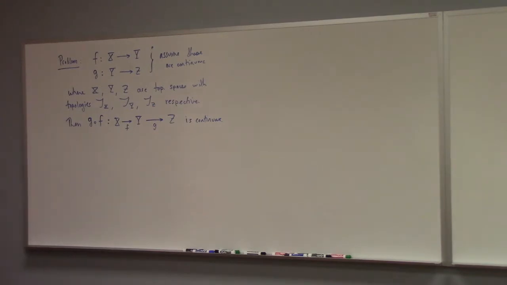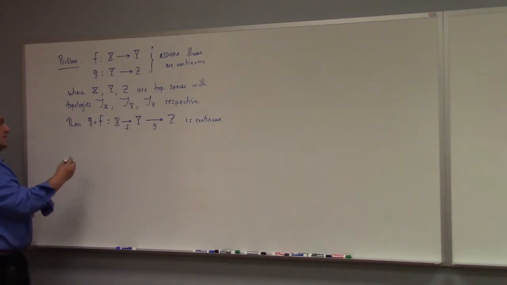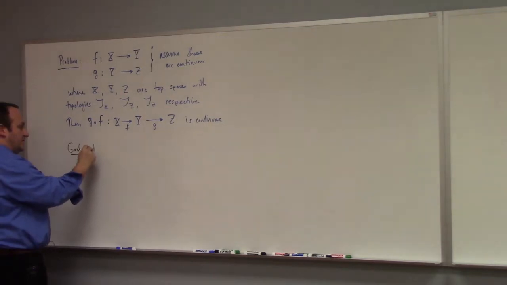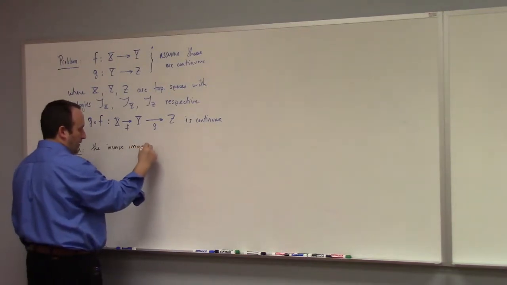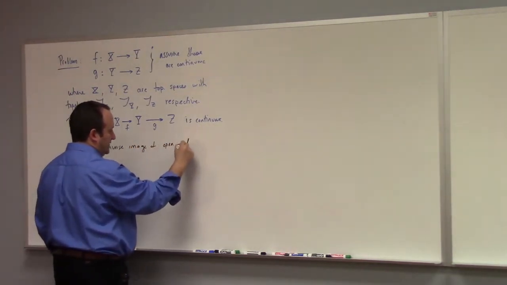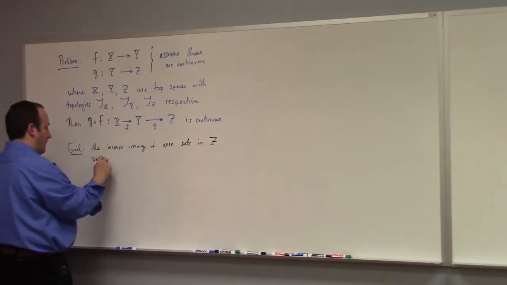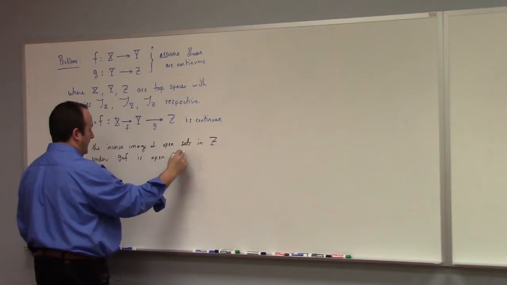So how do you prove a function's continuous in this completely abstract topological setting? What would the proof look like? What should we start with? What's our goal? Our goal is to show that the inverse image of open sets in Z under g composed with f is open. Where? In X, right?